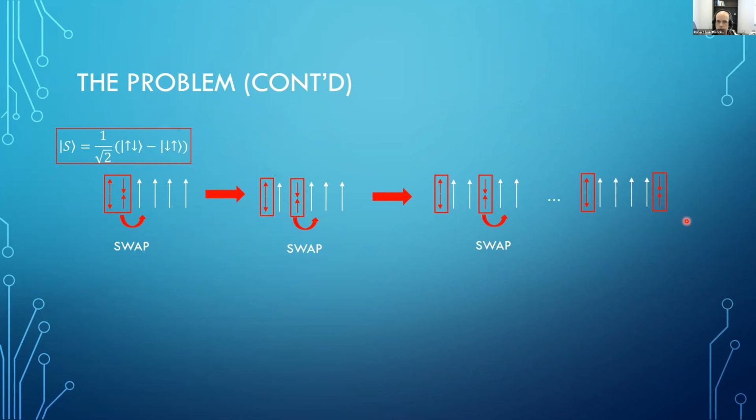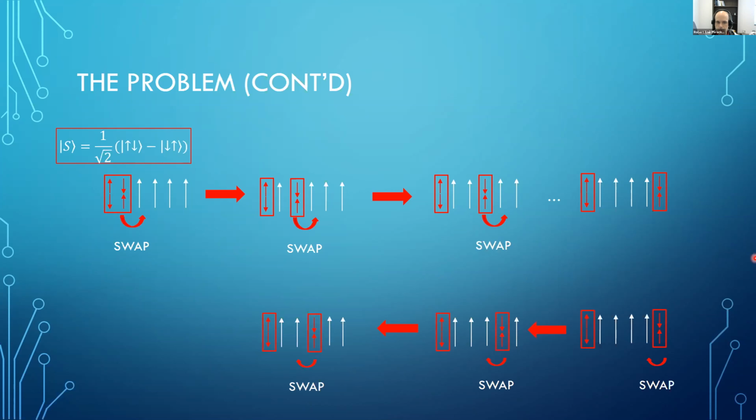Now the leftmost and the rightmost spins are in a singlet state. And then we reverse this sequence of operations, similarly to what we did in the other situation, until we get back to just the leftmost two spins being in a singlet state.